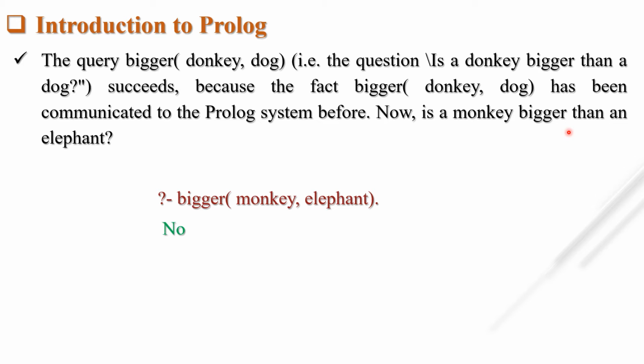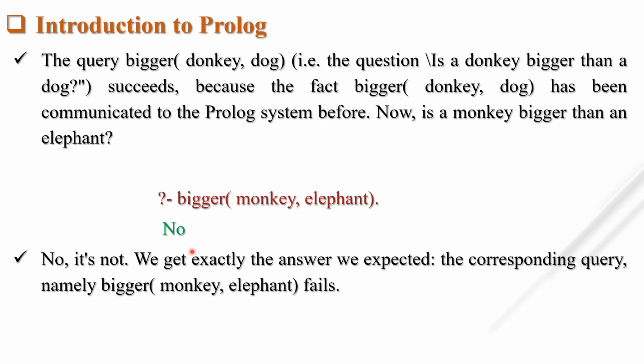The system gives the answer no, because this is not in our database, not a fact. Also, it is not a fact, and also it is not in our database. So we get exactly the answer we expected. The corresponding query, namely bigger(monkey, elephant), fails because we are not mentioning that in our database.